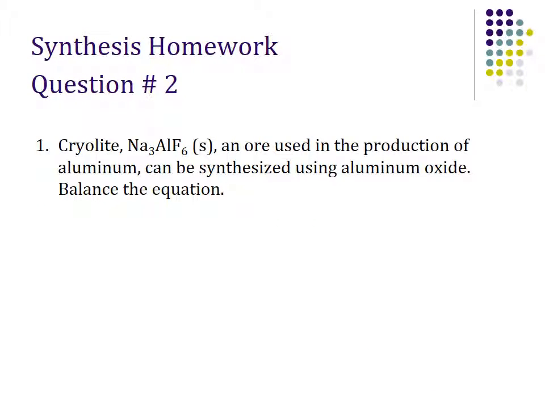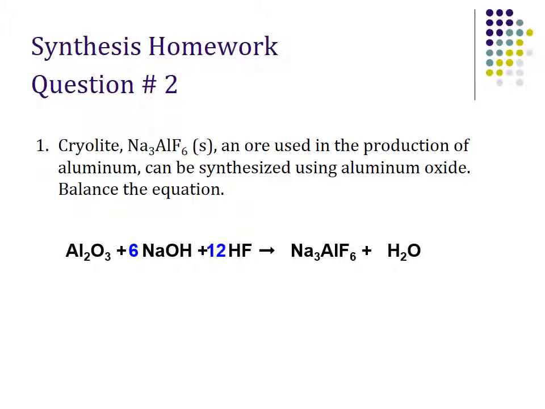The first part of the problem reads, cryolite, an ore used in the production of aluminum, can be synthesized using aluminum oxide. Balance the equation. You should already be familiar with balancing equations, so we're going to quickly balance it for you. If you're not sure how we did this, please go back and review topic 5.